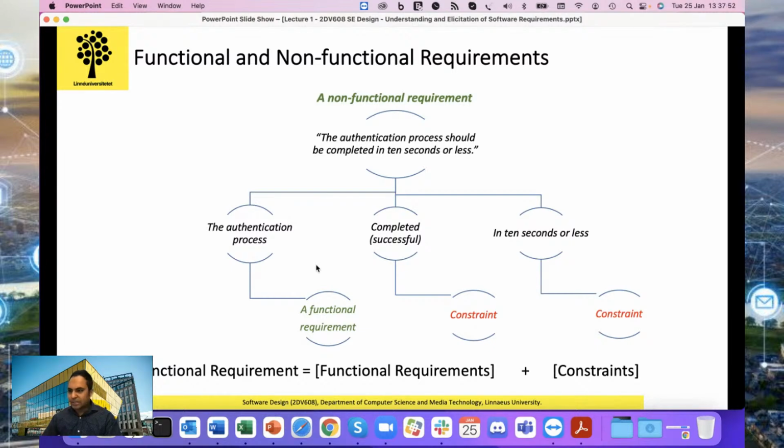Any questions so far based on the requirements concepts that we discussed? Okay, on Slack, I see no. And on YouTube, I don't see any questions either. So I can proceed.